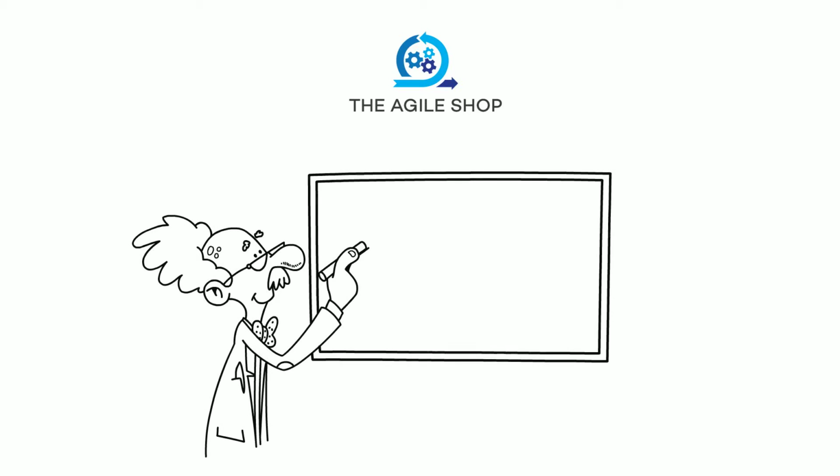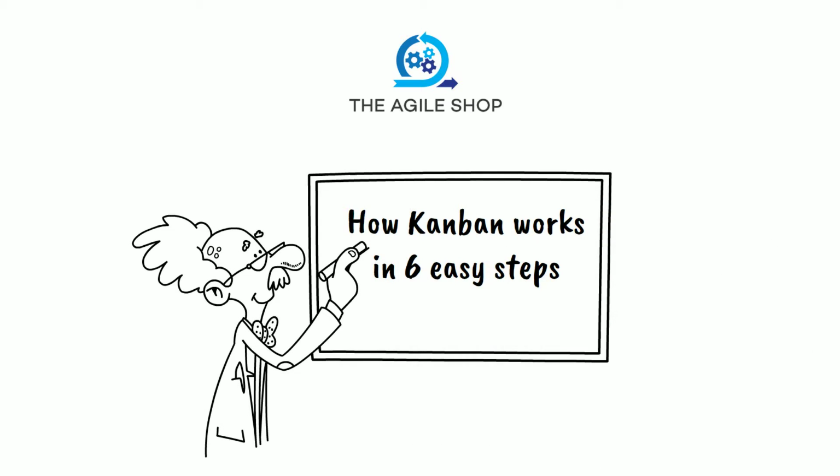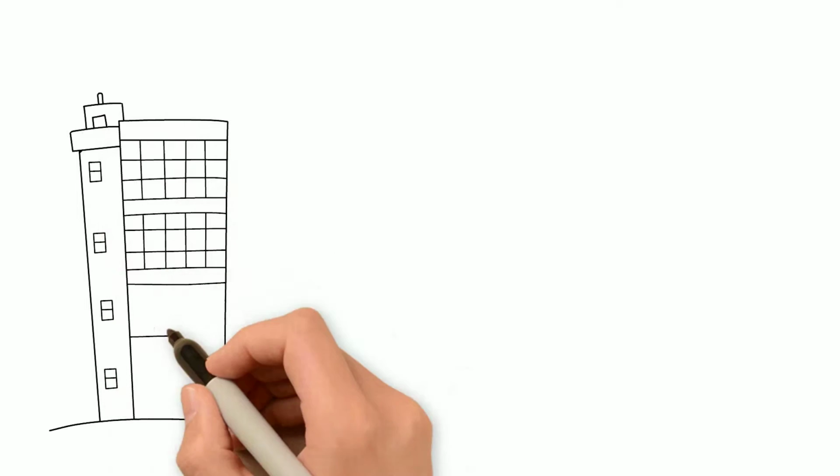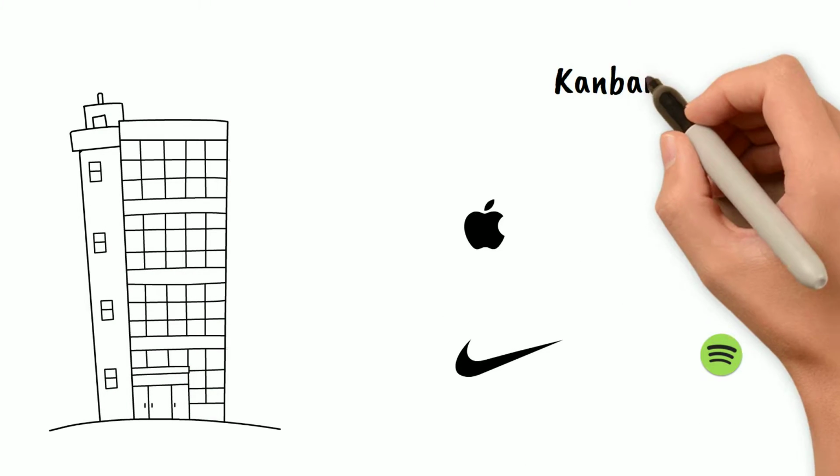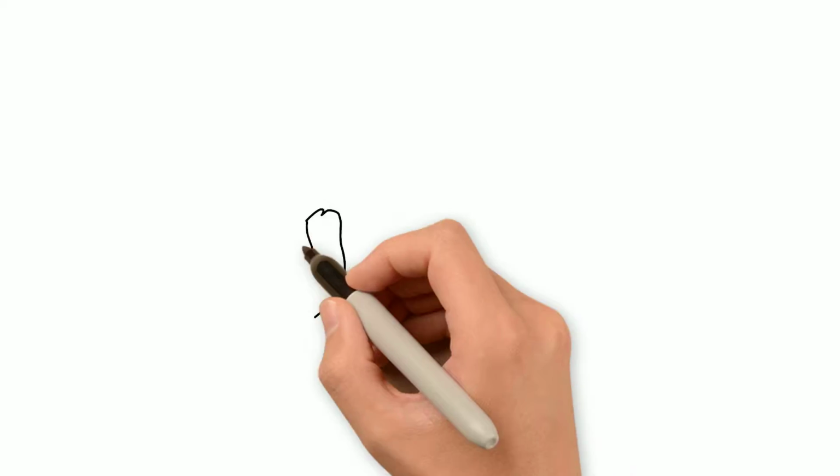In this video, we will be looking at how Kanban works in 6 easy steps. By the way, did you know that large enterprises like Spotify, Nike, Apple, Pixar, and more use Kanban every day? More on this at the end of this video.